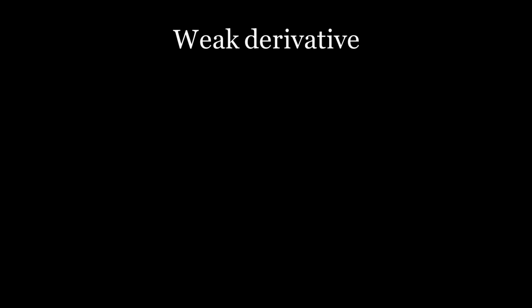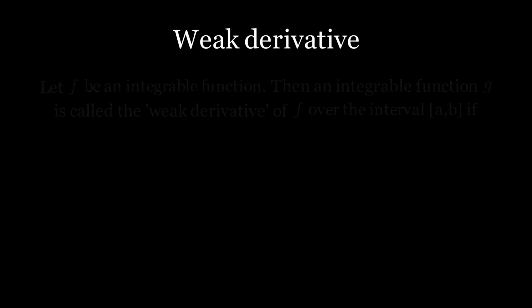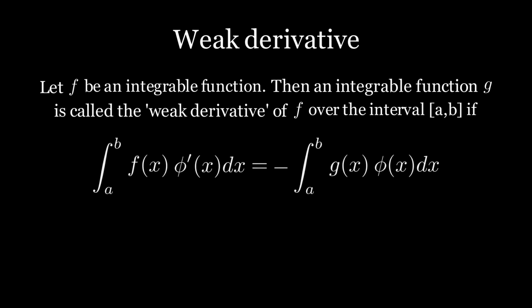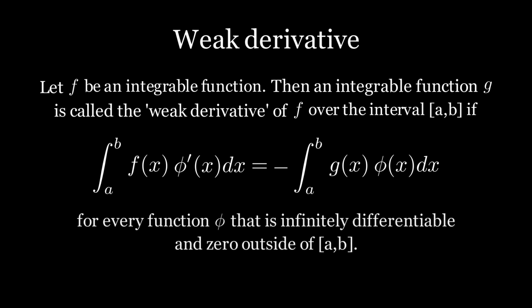This is what is known as a weak derivative. Let's take a look at the precise definition that mathematicians use. It reads as follows. Let f be an integrable function. Then an integrable function g is called a weak derivative of f over the interval ab if the integral over ab of f times the derivative of phi is equal to minus the integral over ab of g times phi, for every function phi which is infinitely differentiable and equal to 0 outside of ab.